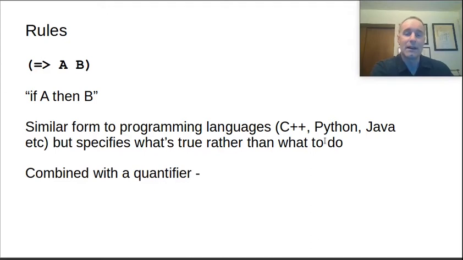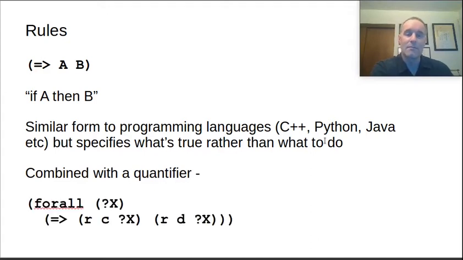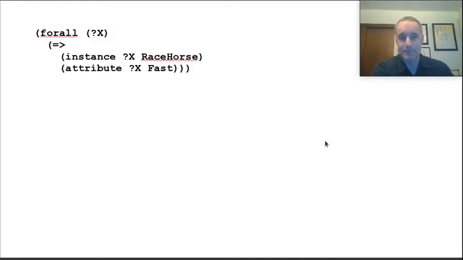If we combine this sort of expression with a quantifier, we have something of this sort. For all x, if we have a relation R between C and x, then we can conclude there's a relation R between D and x. These are just arbitrary symbols here, just to show you the general form of this sort of thing.